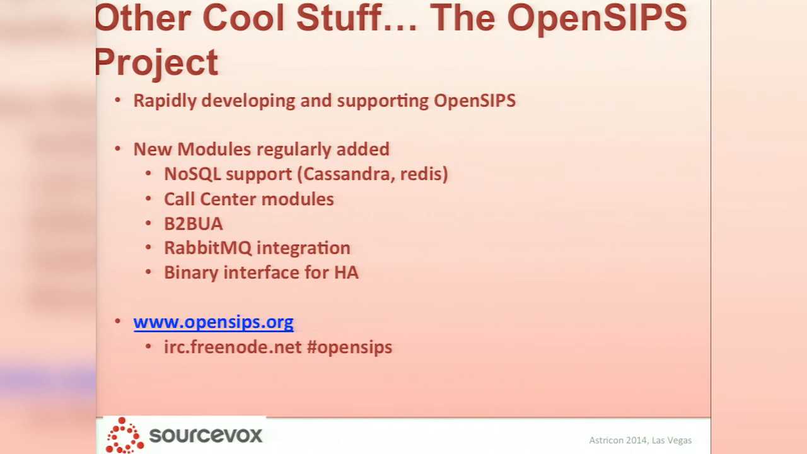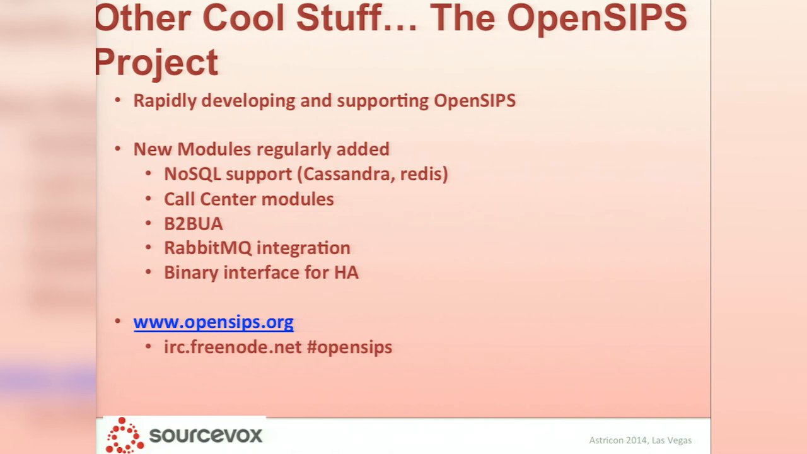The OpenSIPS project is constantly developing. As new things come out into the web world, they add support for them. They've added NoSQL support for a number of NoSQL databases, and they've added call center modules recently. The back-to-back user agent module is a recent addition, which is a really nice feature. They also have RabbitMQ or AMQP integration, which they added recently.